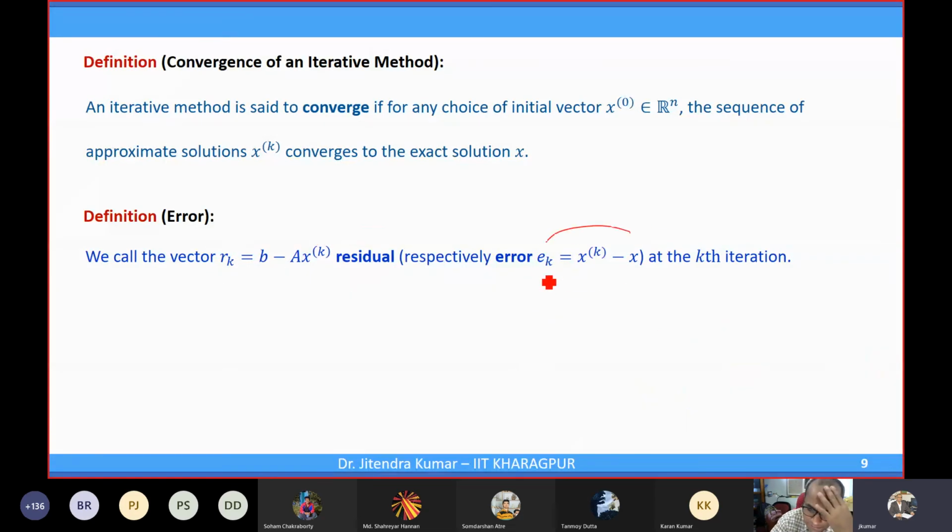The actual error is here, x^k minus x. But do you know x? You don't know x, right? You don't know x, so you cannot get x^k minus x. So you cannot get the actual error.